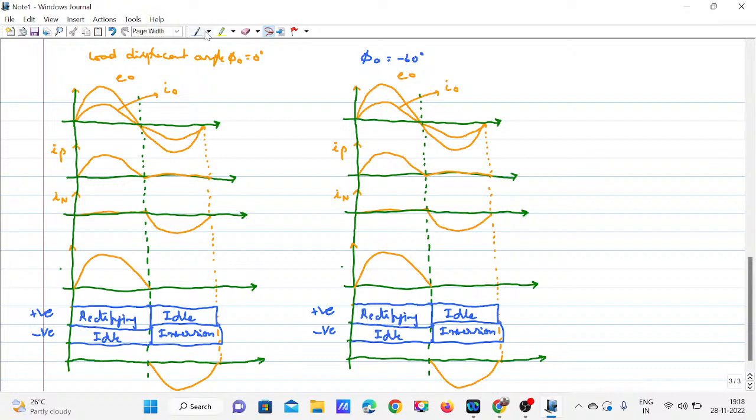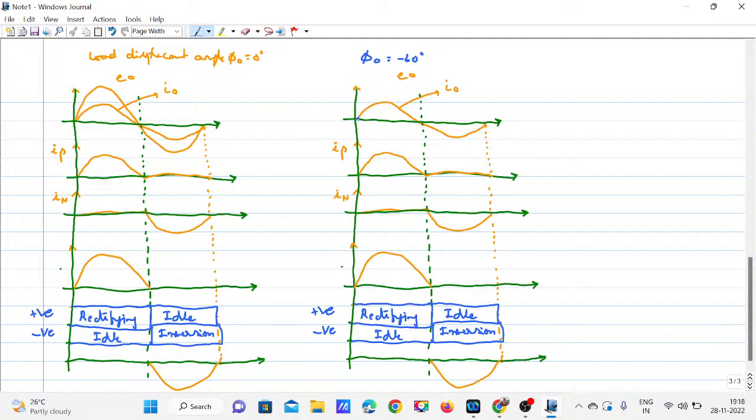That's all. So the difference here is E naught. Here I naught is the same and E naught is, we need to remove E naught. So I have taken off E naught here. So it is 60 degree ahead. So what will happen? 60 degree.